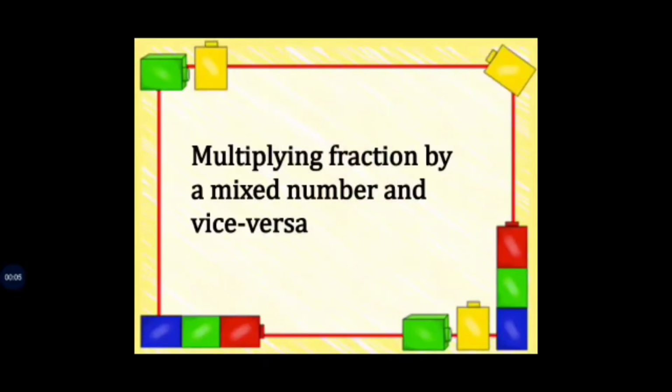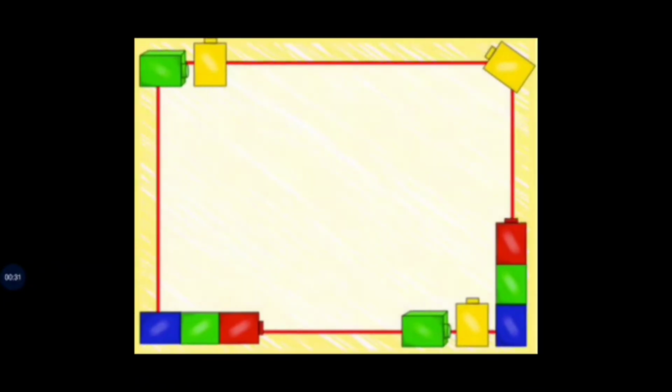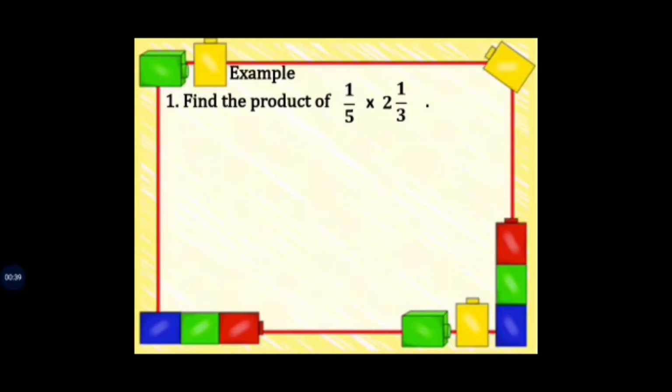Ang ibabahagi ko po sa inyo ngayon ay ang tungkol sa multiplying fraction by a mixed number and vice versa. Let us have an example. Find the product of 1/5 times 2 and 1/3. So, 1/5 times 2 and 1/3. Then let us have an equal sign.